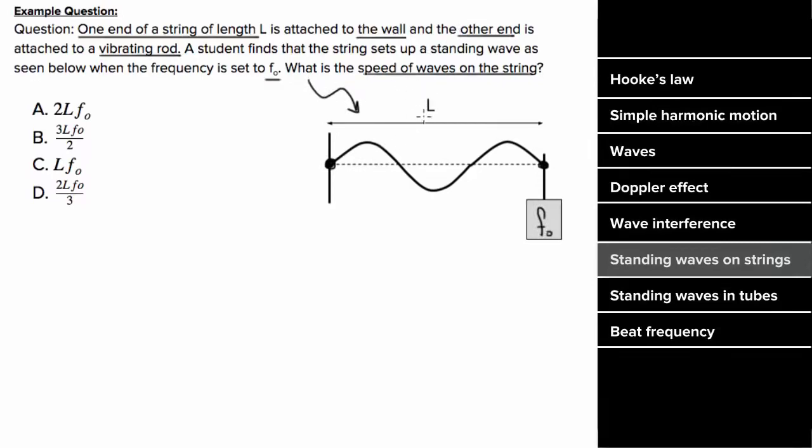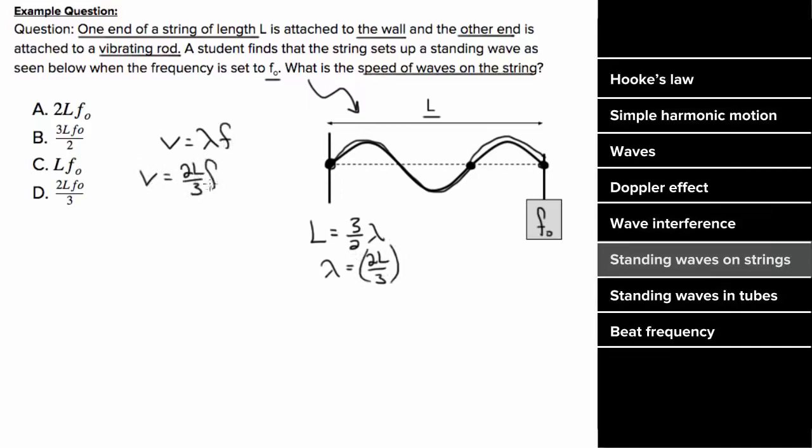Well, we know the string length is L, and we can figure out how much of a wavelength this is. From here to here would be 1 wavelength, and there's another 1/2. So the string length L equals 3/2 of a wavelength. Or in other words, the wavelength here is 2L over 3. And we know the speed of the wave is always wavelength times frequency. So the speed of the wave here is going to be 2L over 3, which is the wavelength of the wave, times the frequency. And so the best answer is D.